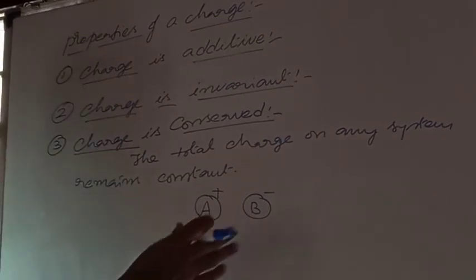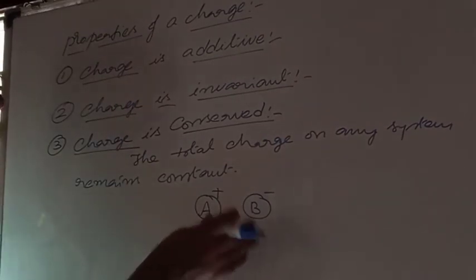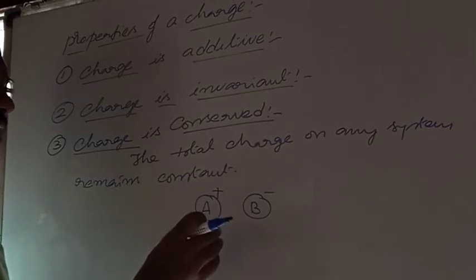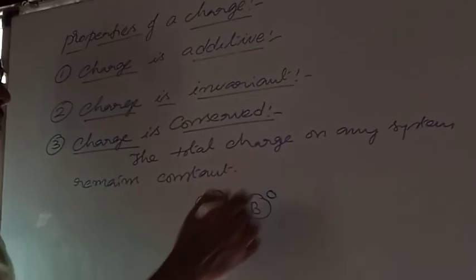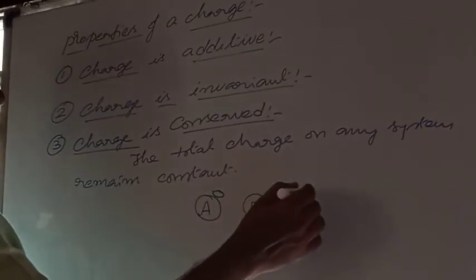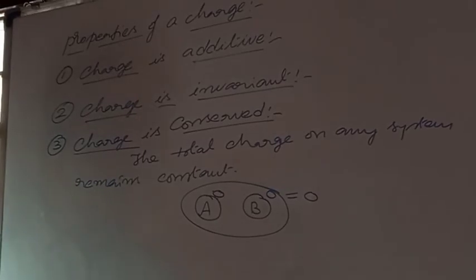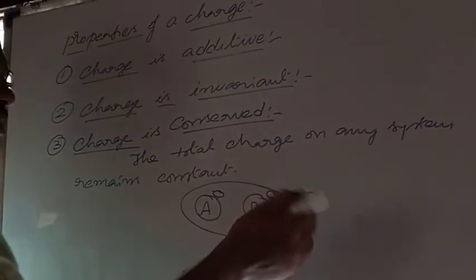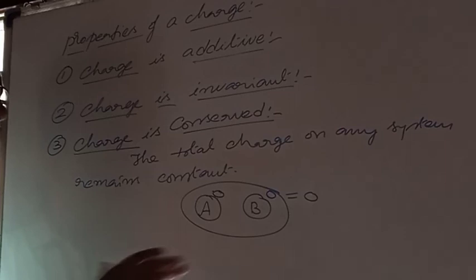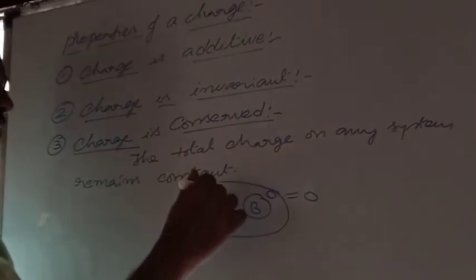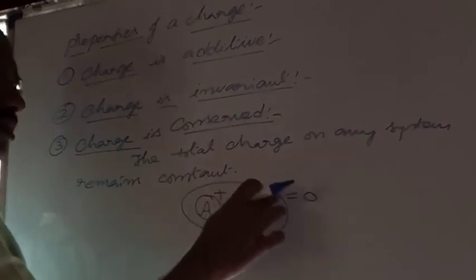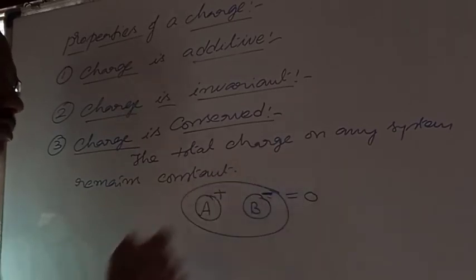charge. Okay, so what is the net charge before the friction? Before the friction the two bodies are neutral. That means the net charge on the system of two bodies is equal to 0 before the friction. What about after the friction? The amount of positive charge is equal to the amount of the negative charge.